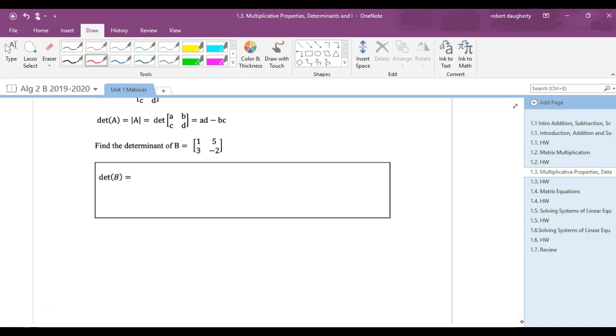So the determinant of B is going to be, what numbers will it be? 1 times negative 2 minus what? 3 times 5. So you go down that diagonal and multiply, and then you subtract the other diagonal. So this is negative 2 minus 15, which is what number? Yeah, negative 17. So the determinant of that matrix is negative 17. Okay? Let's do a few others.